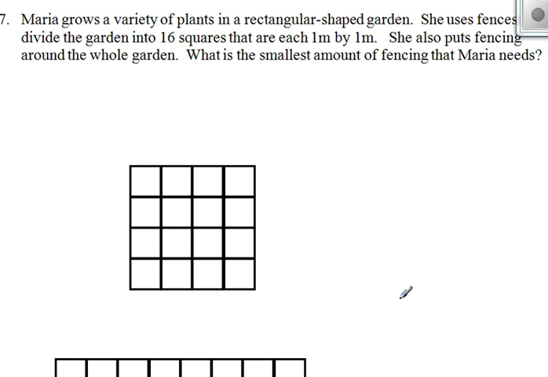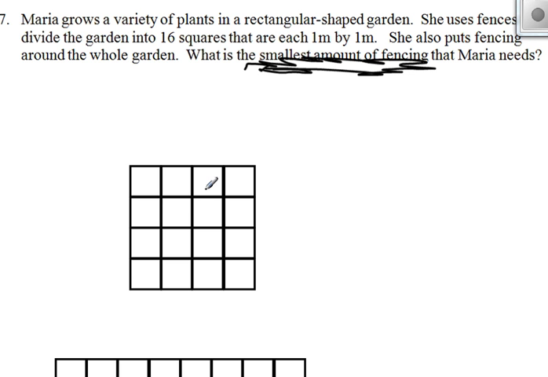It says Maria grows a variety of plants in a rectangular shaped garden. She uses fences to divide the garden into 16 squares that are each 1 meter by 1 meter. She also puts fencing around the whole garden. What is the smallest amount of fencing that Maria needs?